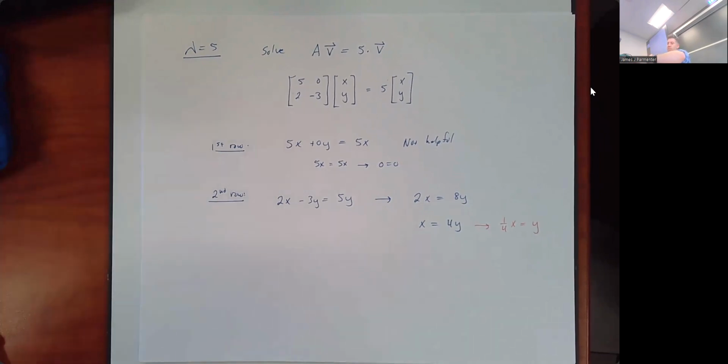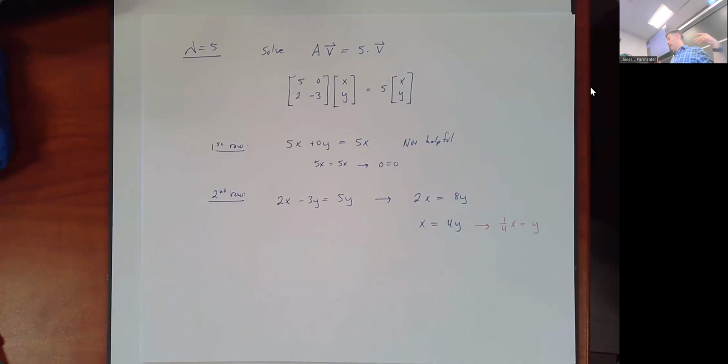And here's the part that I think people have the hardest time wrapping their brains around. At this point, you have to make a choice. You have to pick a number for x. There's only one combination of numbers you can't pick for x and y. What are we not allowed to pick both x and y equal to? 0. You can't have 0, 0 as your eigenvector. Any other choice is fine.